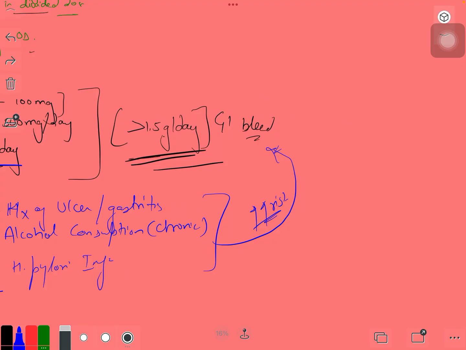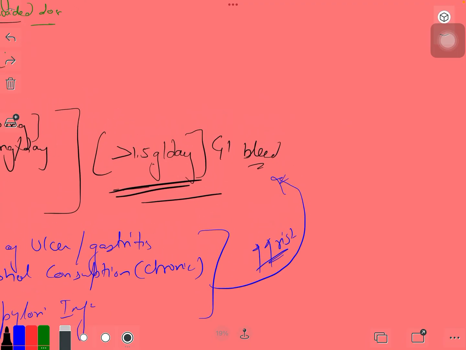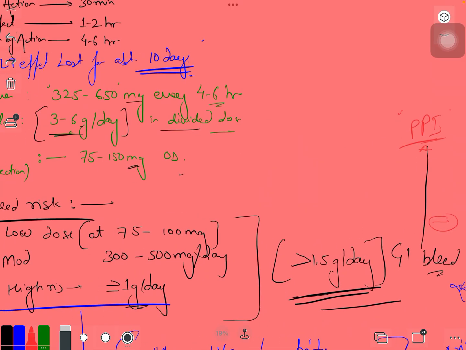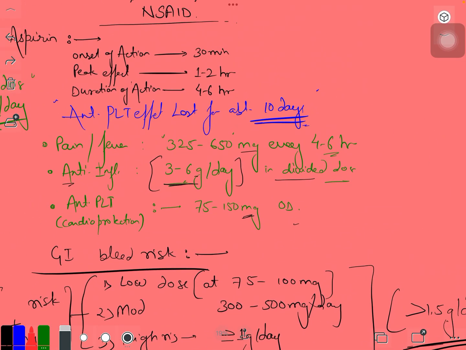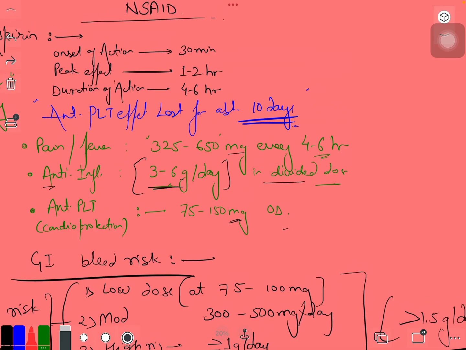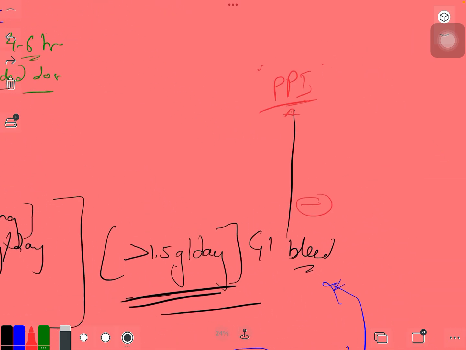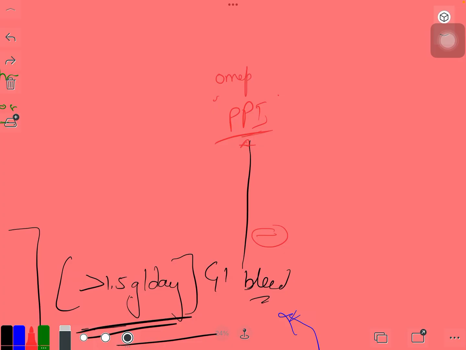So we have already talked about that there will be GI bleed. So how to stop that? In order to stop the GI bleed, we give a PPI. The PPI depends upon how long an action we need. There are different types of NSAID depending upon the duration of action. For aspirin, it lasts around 4 to 6 hours. So in this case, omeprazole will help the patient.